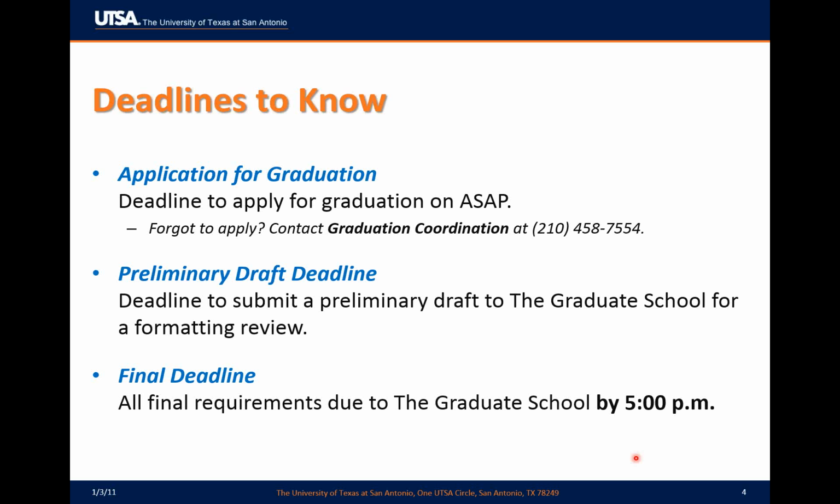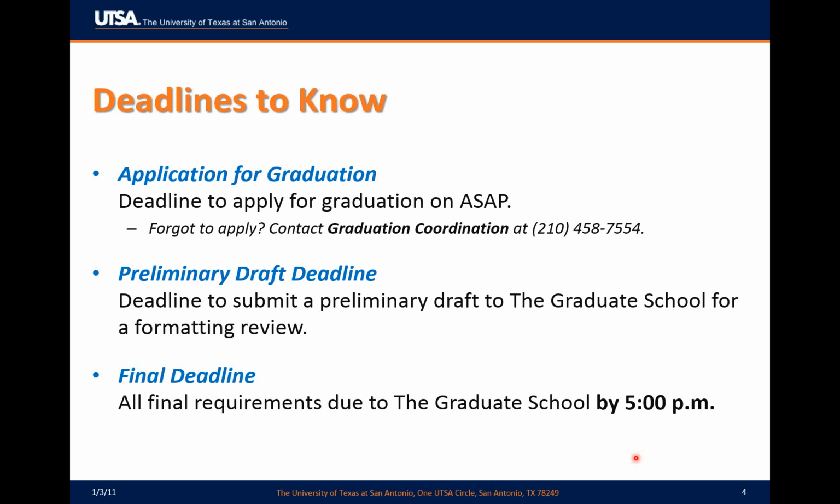If you check the graduation application deadline and discover that you've missed it or you've forgotten to apply, just contact Graduation Coordination at 210-458-7554, and they can help you out. But remember, the application for graduation is not done through the graduate school, so be sure to contact the registrar's office about that, Graduation Coordination.